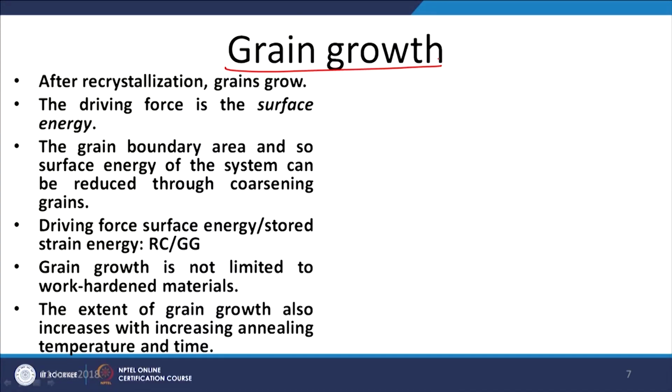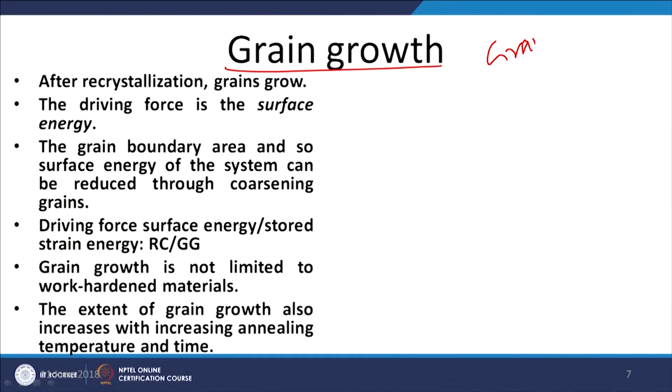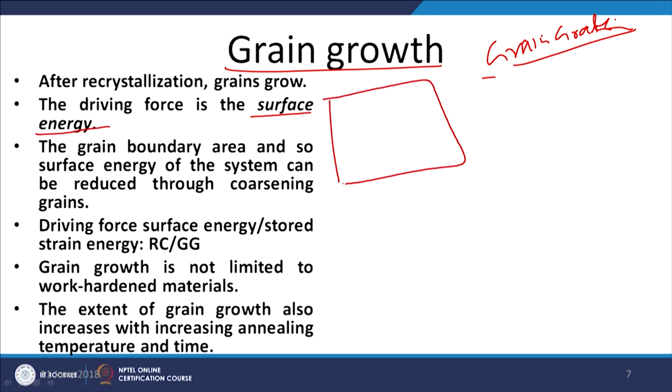So, once the recrystallization is complete, if the high temperature exposure of the work hardened metal continues for a longer period, then we will notice the grain growth, or the increase in the grain size. The driving force for the grain growth is different from what it was for the recrystallization. The driving force for the grain growth is basically the surface energy. So, a metal system which is having finer grains will be having greater grain boundary area, and so more surface energy associated with the grain boundary areas.